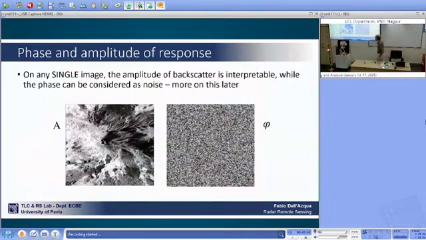So when you take the next step, something strange happens. So I said, let alone polarization. We will discuss that later. But let's focus on amplitude and phase.